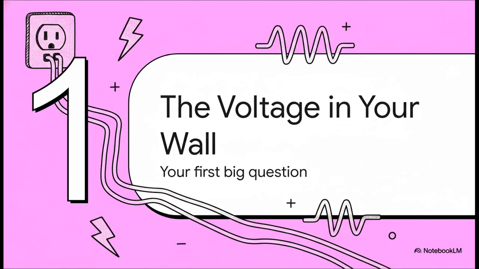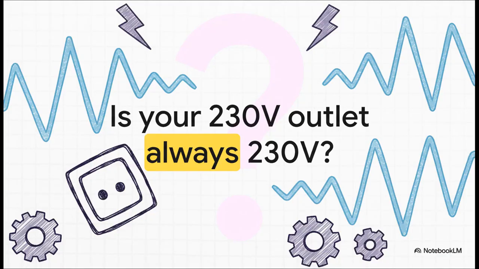So let's start with something we all know, something super familiar, the humble wall socket. It looks simple, right? But believe me, it's the gateway to our first big puzzle. So if your home runs on, say, 230-volt electricity, you'd probably assume that's what you're getting, right? A nice, steady 230 volts? Well, what if I told you the answer to that is a hard no? It's not even close. That number is really just for convenience, because the reality is way more dynamic.